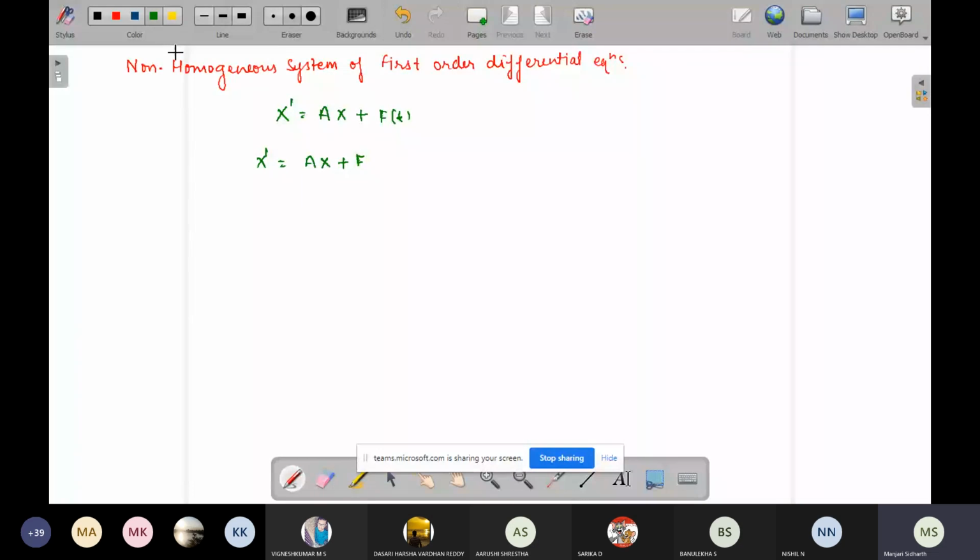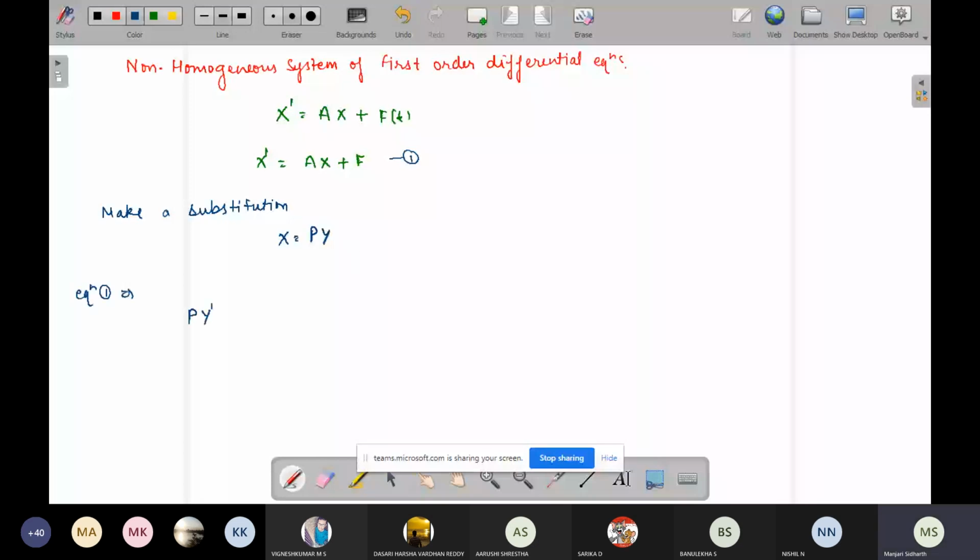Now because we are using the diagonalization method, the A matrix should be diagonalizable. This type of equations are coupled equations, so to make them uncoupled, we'll make a substitution: x is equal to Py. We'll substitute x dash and x in equation 1, so equation 1 becomes Py dash.